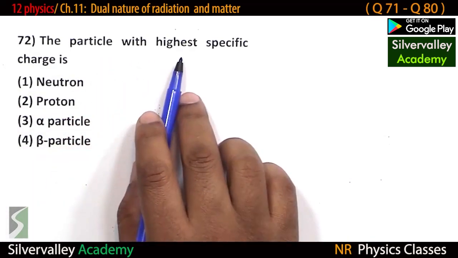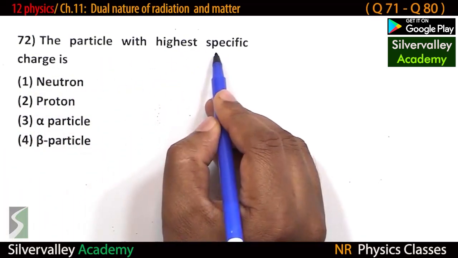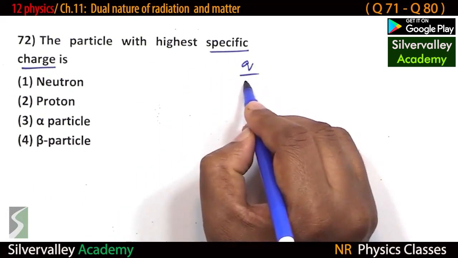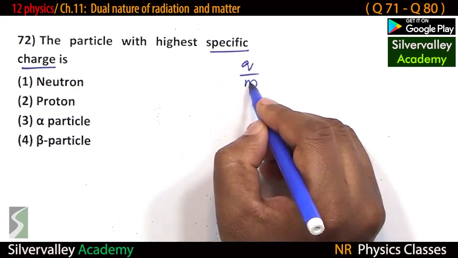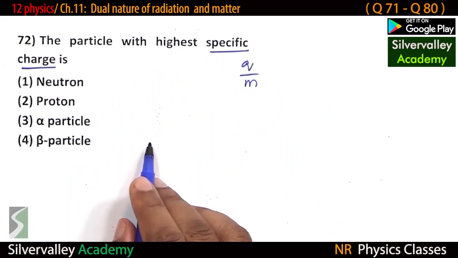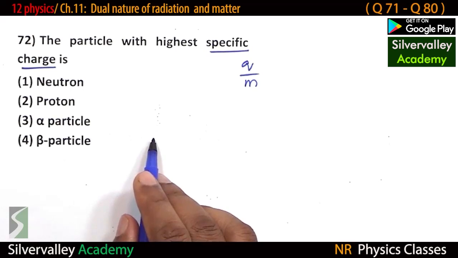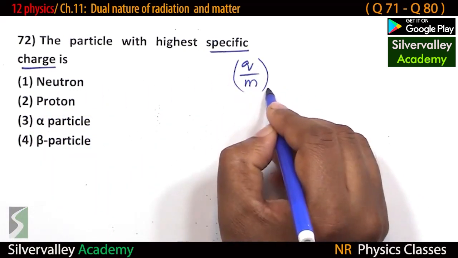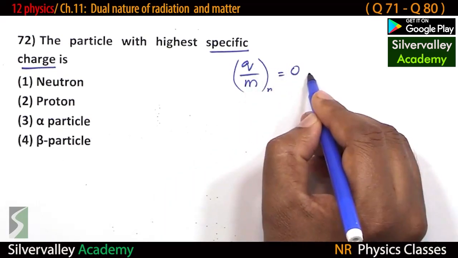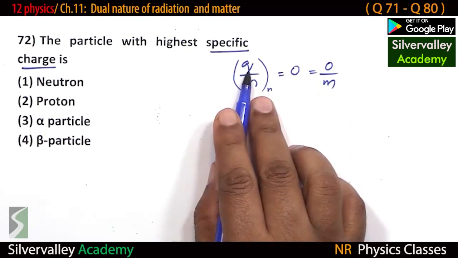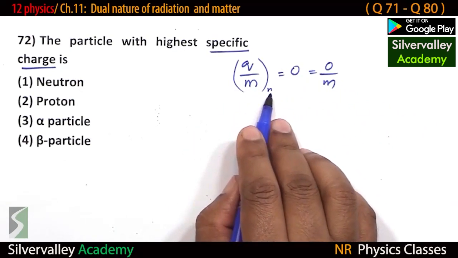The particle with the highest specific charge. Specific charge is Q by m. Charge by mass is specific charge. Now, the specific charge of a neutron. The specific charge of a neutron is 0 because the charge is 0. Charge is 0, there is some mass. Therefore, the specific charge of a neutron is 0.